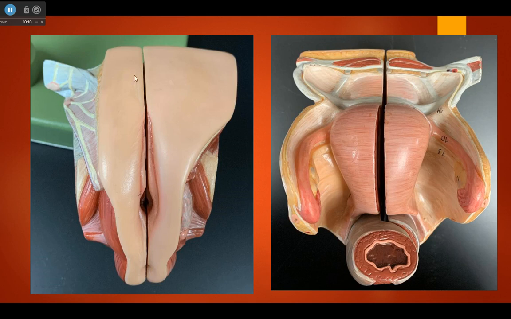So this is the outside. Here we have the mons pubis. Here's your vaginal opening. The urethral opening would be in front of that. And there is your anal opening. Flipped her over, you can see the uterus. We have the fundus of the uterus, the body of the uterus, cervix of the uterus down here.